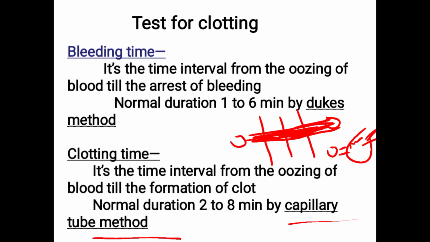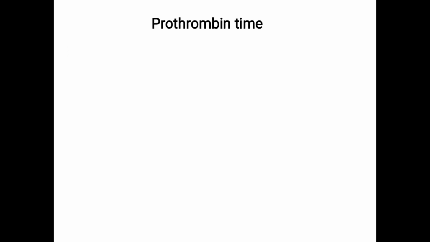Always, the clotting time depends on the clotting factors, because of the activation of clotting factors the clotting is taking place. And the bleeding time depends on the platelets, the activation of platelets or integrity of the platelets. Clotting time depends on the clotting factors. So the normal duration is 2 to 8 minutes by the capillary tube method.